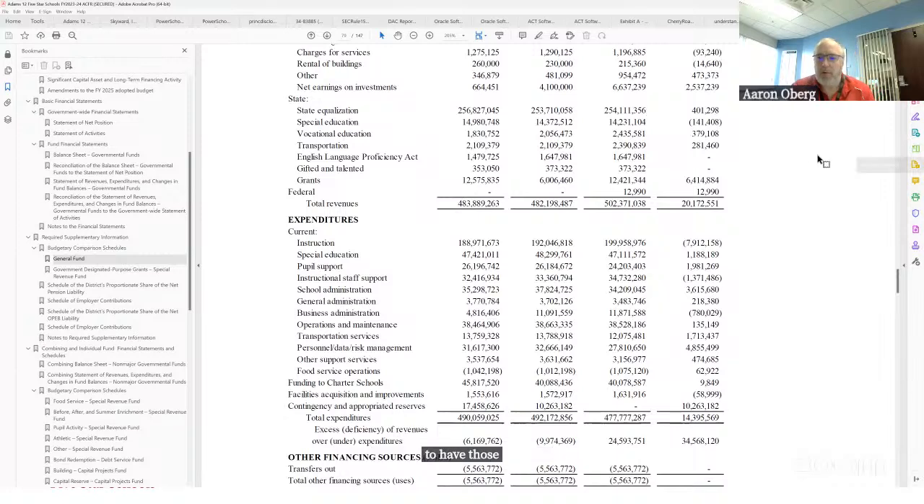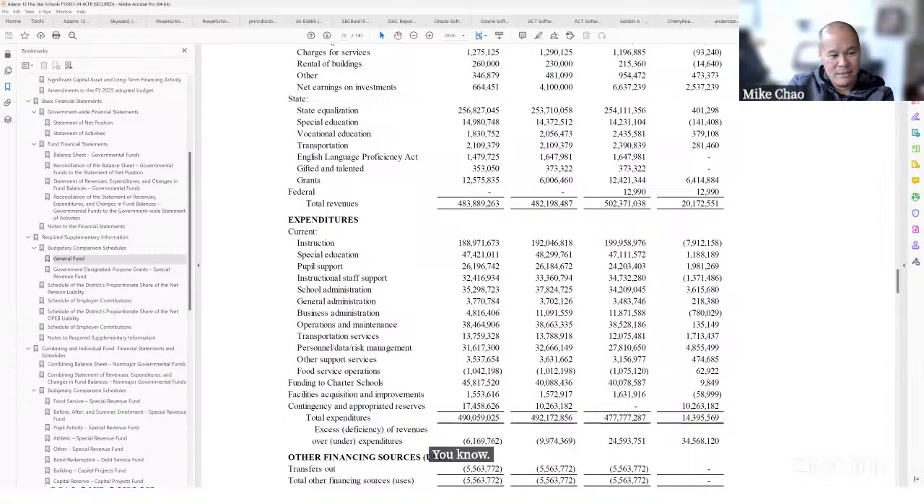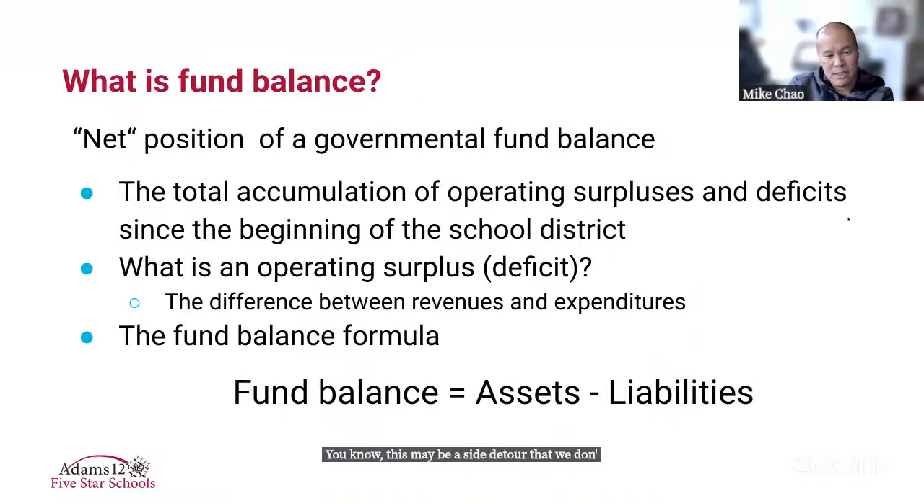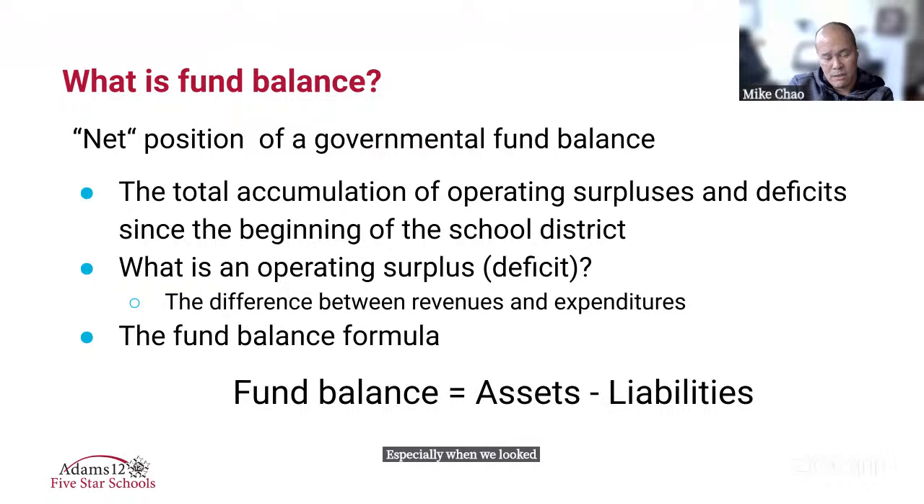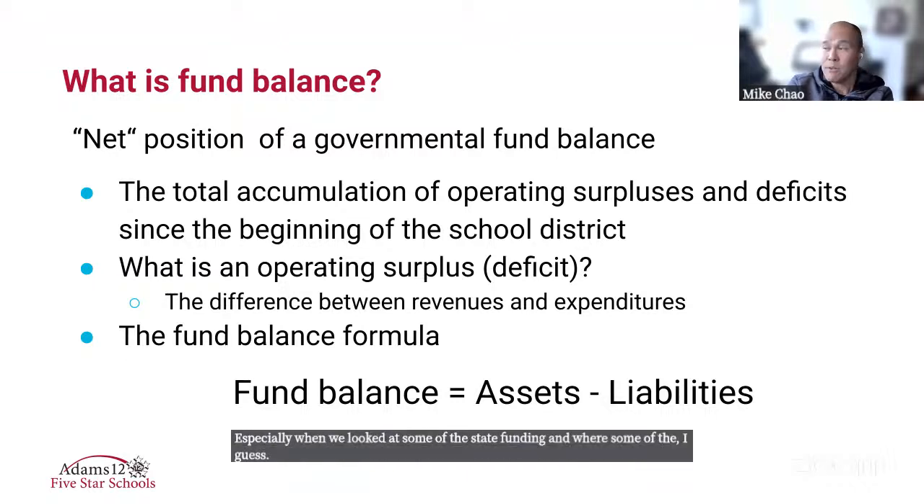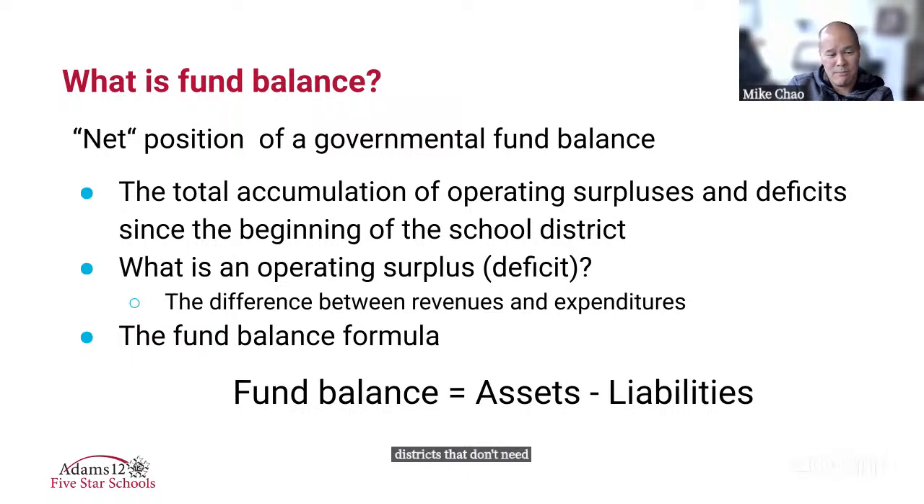You can't know, say this may be a side detour that we don't want to get into at this point, but my recollection from when we looked at this stuff last year was, especially when we looked at some of the state funding and where some of the districts don't need to get as much state funding because they generate more of their own.